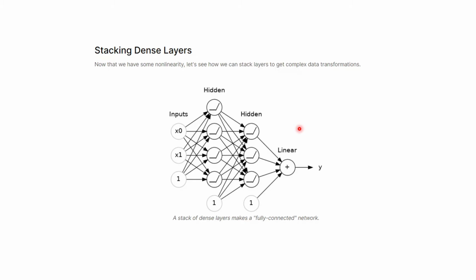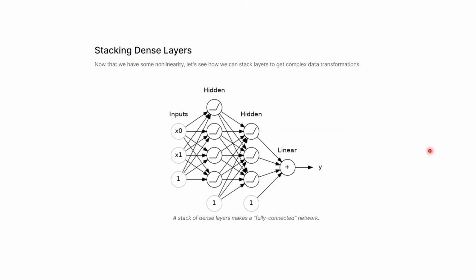There is a concept of a hidden layer, which means that it is neither an input layer nor an output layer. It is hidden in between the input and the output. So here we have a stack of dense layers, and these two are the hidden layers.